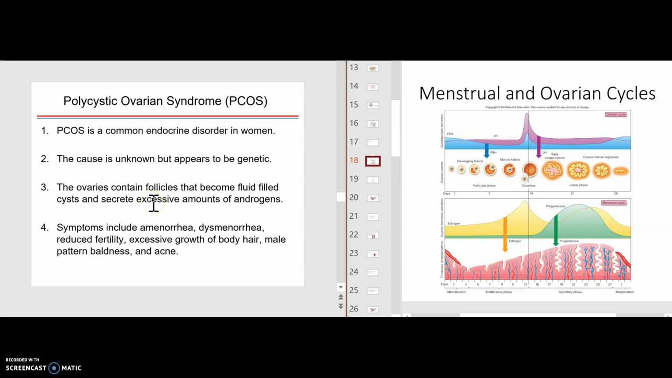And there are certain hormonal changes that occur, and those hormonal changes can lead to amenorrhea, no menstrual period, dysmenorrhea, painful menstrual period, reduced fertility, excess growth of body hair. The reason for that, there's a lot of androgen. The androgen level in the female increases. And because of that, male pattern baldness and acne, because acne is due to an androgenic stimulation.